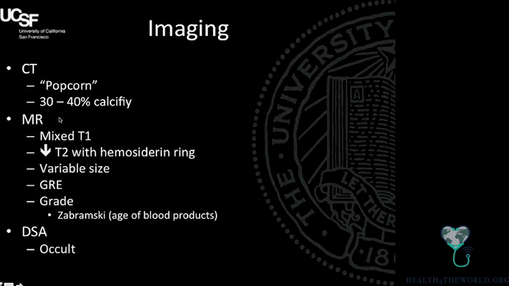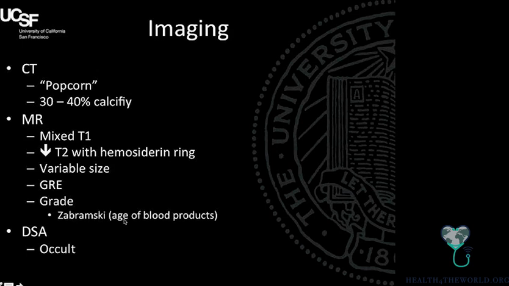So I mentioned CT is again the workhorse. That's where most of our imaging starts. They have that popcorn calcification, or bubbly appearance. Some will obviously calcify. As your go-to, you get that mixed T1 signal, which you can see on some of those images. You will see that hemosiderin ring on T2, at variable sizes. Some of them can be very punctate and small, but others can be much larger. Gradient is a great way to try to find these. Susceptibility artifact is a great way to locate them.